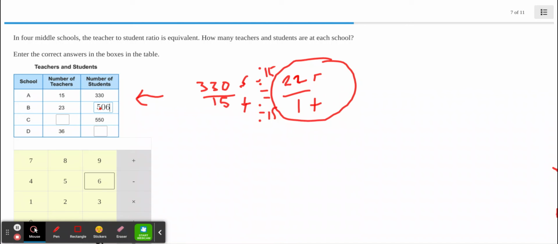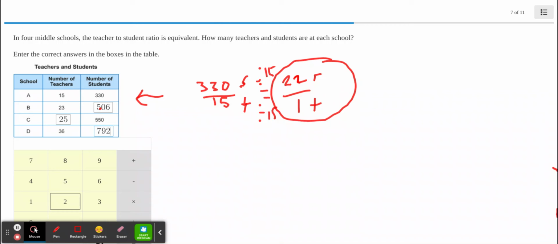For C, I've got 550 students at school C. And again, because this is multiplicative, I'm not going to multiply my number of students, but actually I'm just going to divide that by the 22. And that will give me my number of teachers, which will be 25. And then we'll do the opposite again for school letter D. We'll take our 36 and multiply that by the 22 students per those 36 teachers, and we'll get 792 students. There you go.